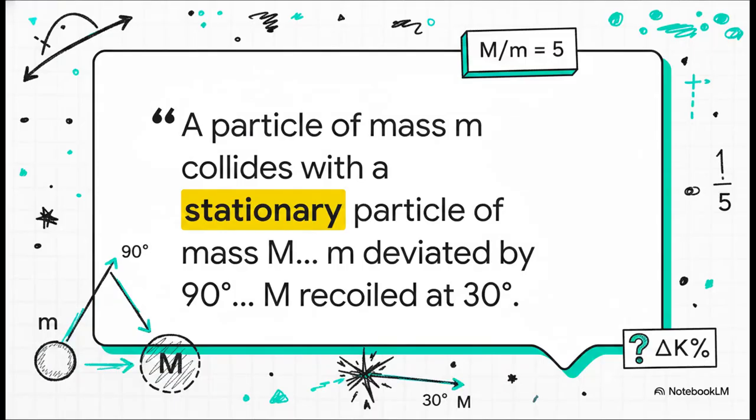So here's the rundown. A small particle, mass m, smacks into a stationary particle, mass M. We get a play-by-play of what happens next. The little particle m shoots off at a perfect 90-degree angle from where it started. Meanwhile, the big particle M recoils at a 30-degree angle. And here's a critical clue. The mass ratio, M over m, is exactly 5. Our mission is to figure out how the system's kinetic energy changed, and by what percentage. That's the key to cracking this whole thing.